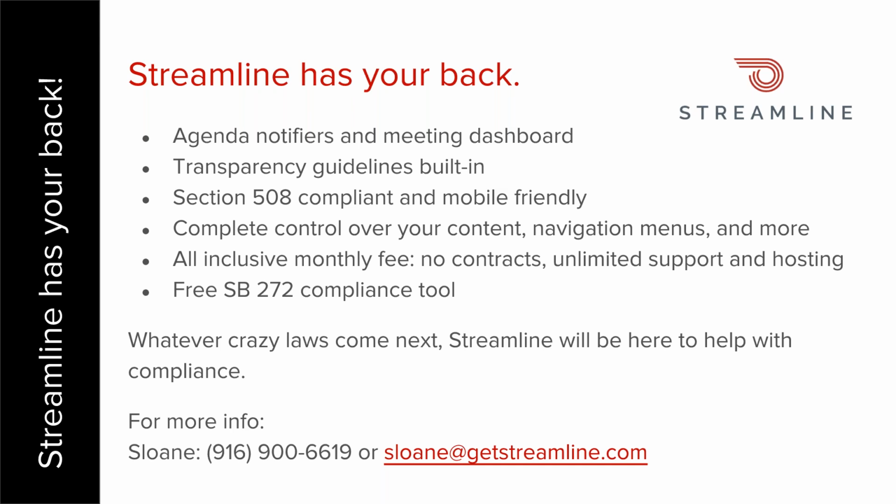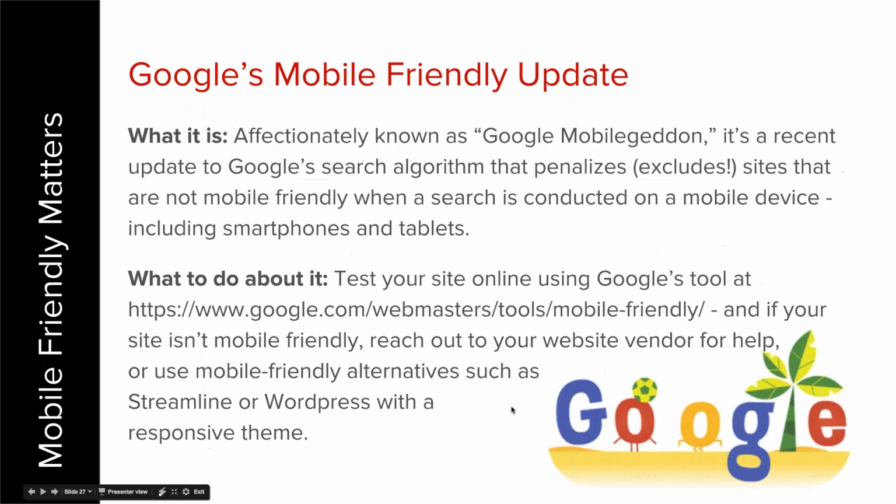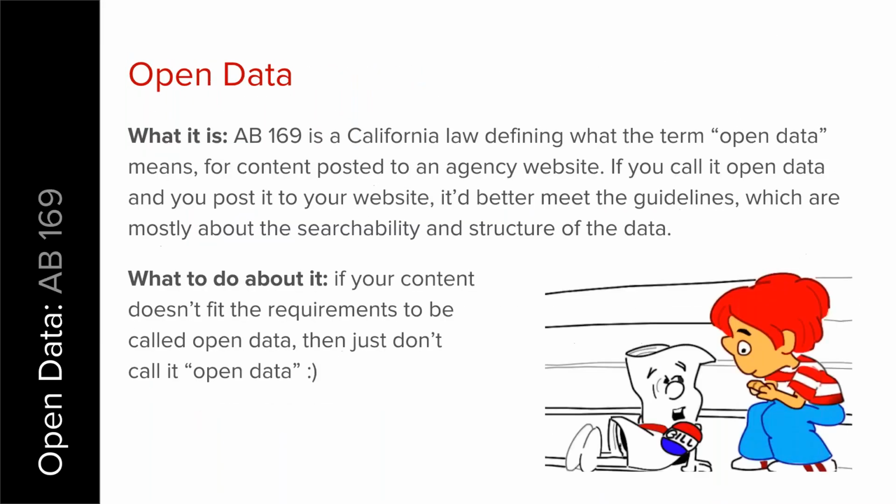Great. Okay, so AB 169, which talks about open data, is already in effect. The trick with AB 169 is that it only defines open data. It doesn't say that anything that you publish on your site has to be open data compliant. It just says that if you do, it better match these things, including being machine readable. So it's already in place, but basically it's just a definition so that later laws, for example, if they had said that your SB 272 Enterprise System Catalog had to be AB 169 compliant, then those would have had to be machine readable, indexable, searchable, all these other things.